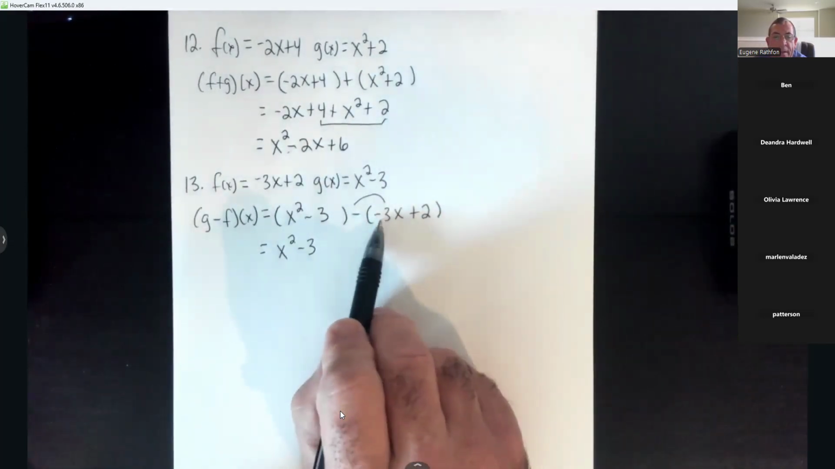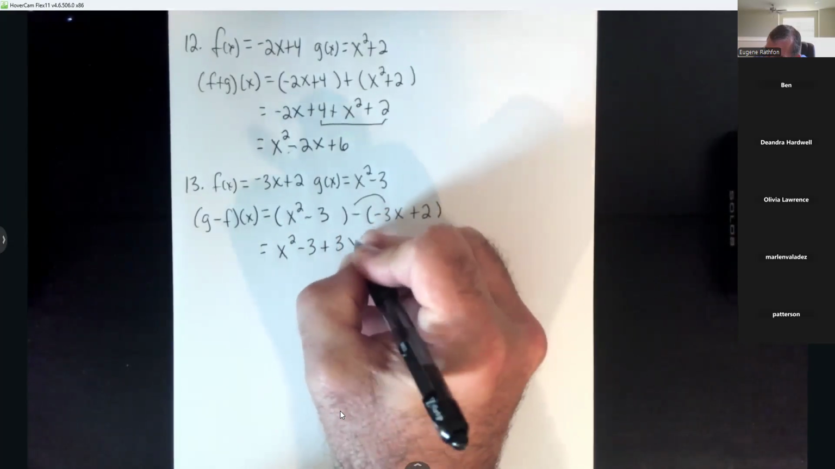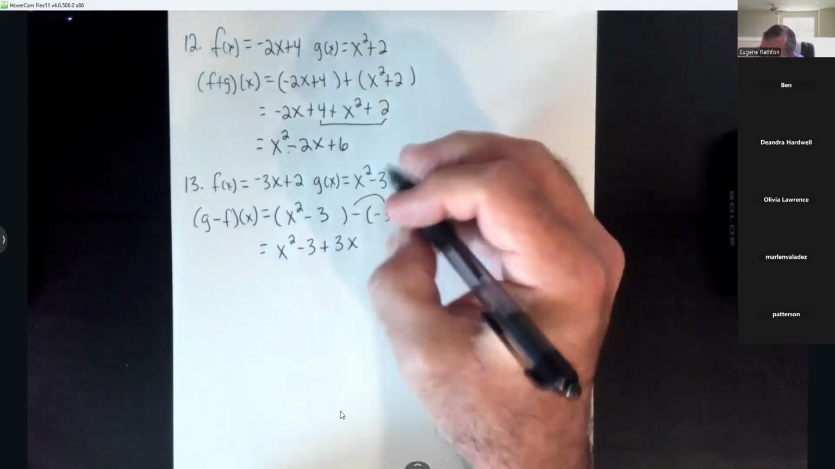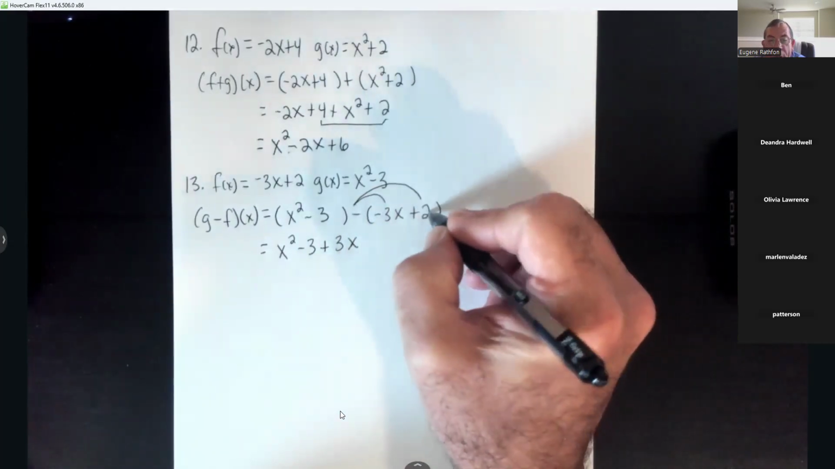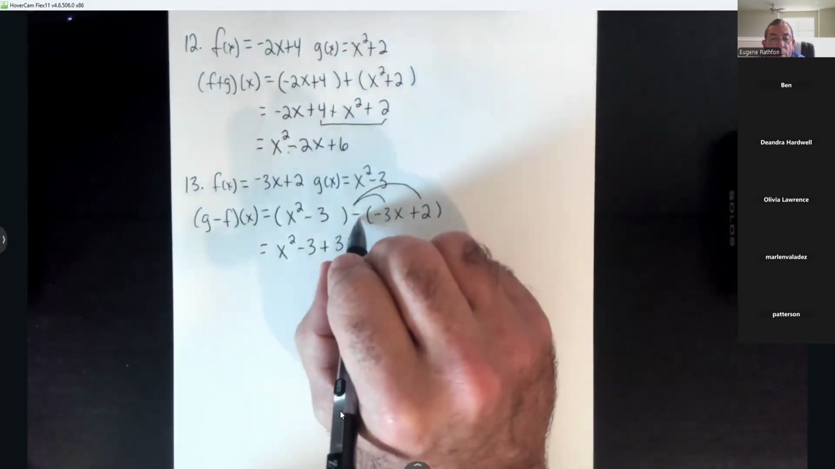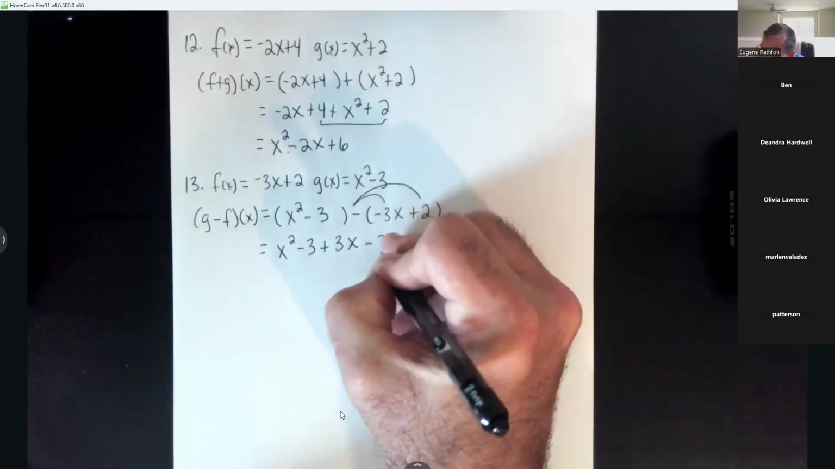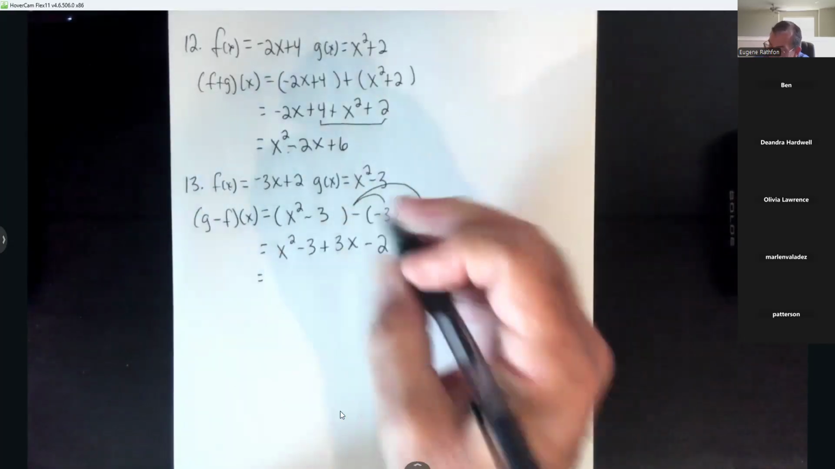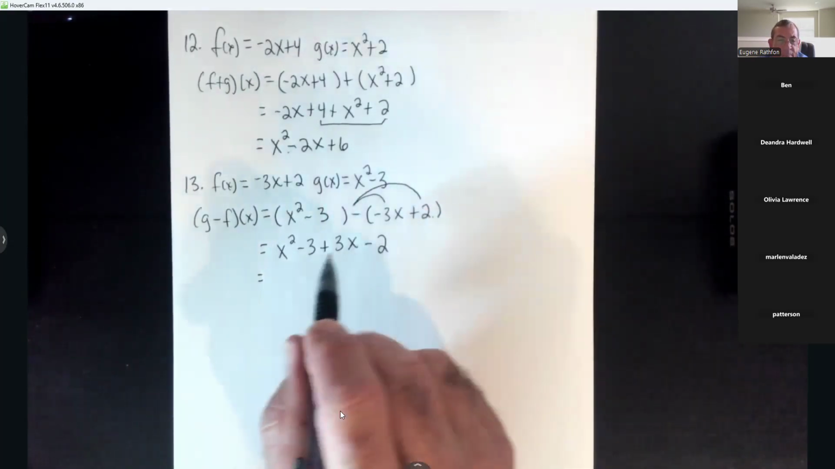So that's like a negative times a negative, which will make that a positive 3x. And then you got that negative times that positive 2. Well, negative times a positive makes that a negative 2. So one sign was killing people on these, okay?